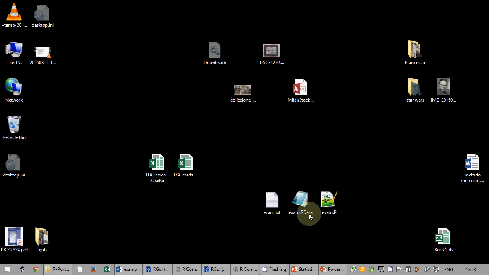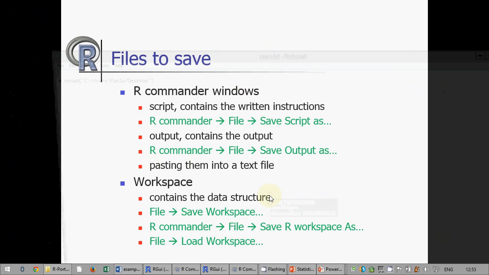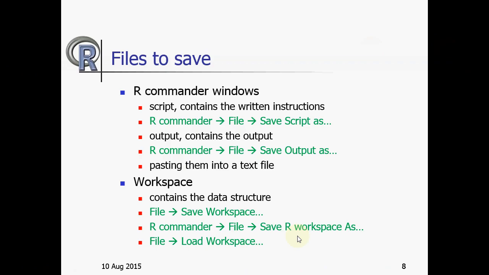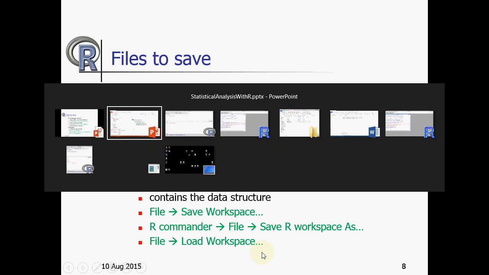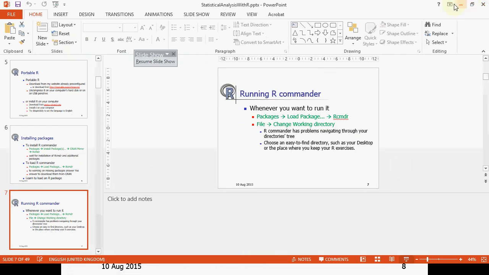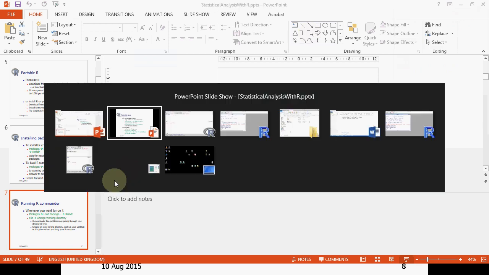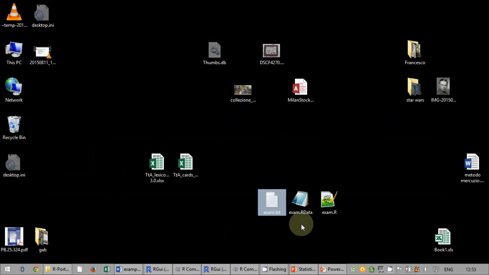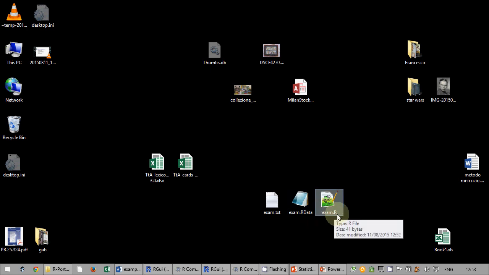Don't look at the icons. The icons on your computer probably look different. Look only at the extension. One is txt, and if it opens up, it contains simply the output. Another one has extension rdata and contains the workspace. Another one has extension .r and contains whatever you have typed. I repeat, don't look at the icon. The icons are different on any computer that you use. I chose this icon because I like them.